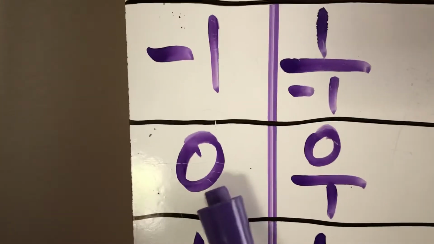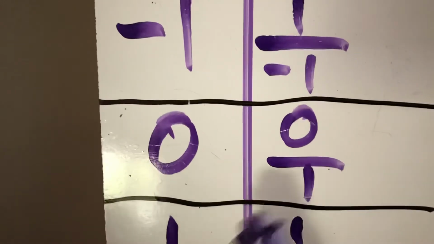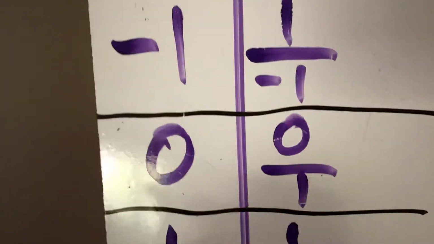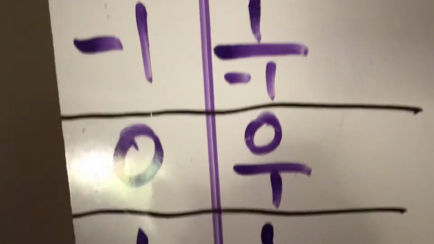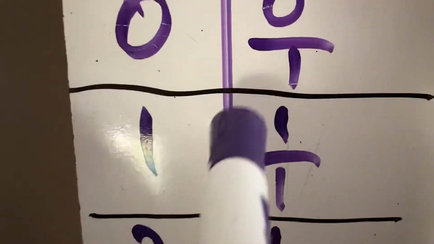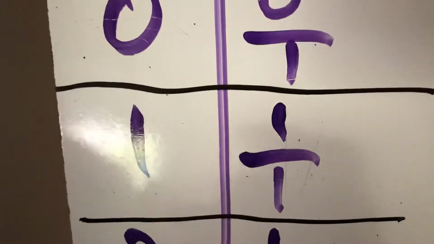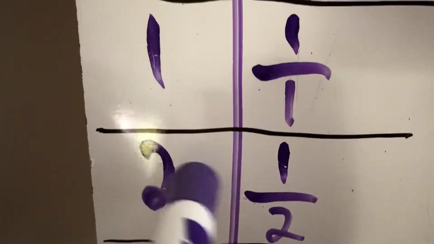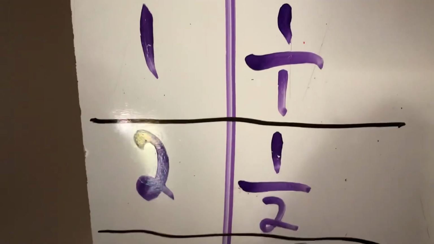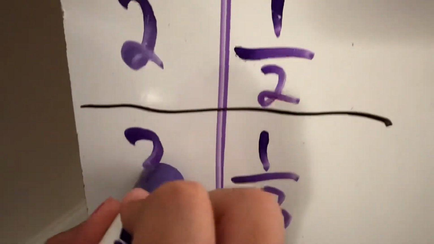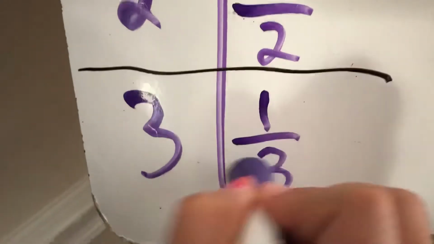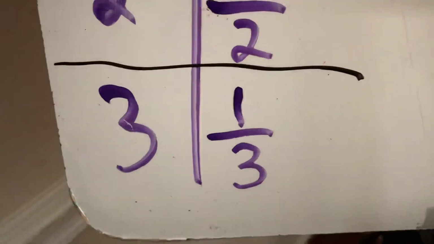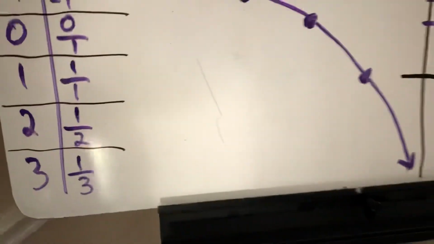Now, 0 is the same as 0 over 1. Is that the same as 0? Of course it is. 1 is the same as 1 over 1. Is that the same as 1? Absolutely. 2, right, gives you 1 over 2. Is that 1/2? It sure is. 3 gives you 1/3. Okay. So what does that look like?